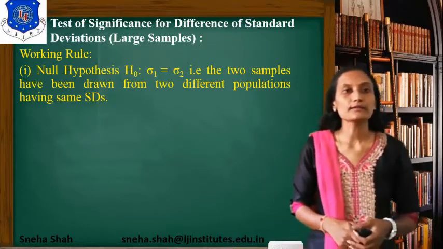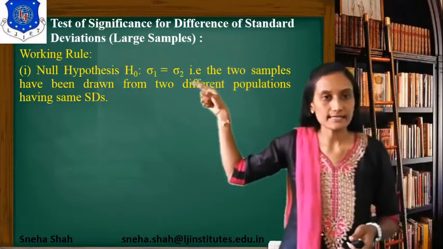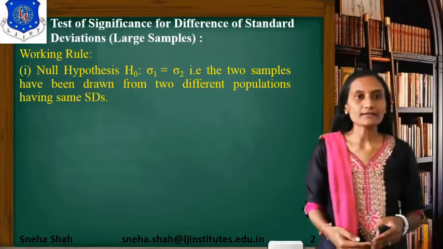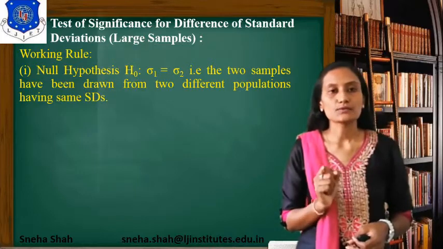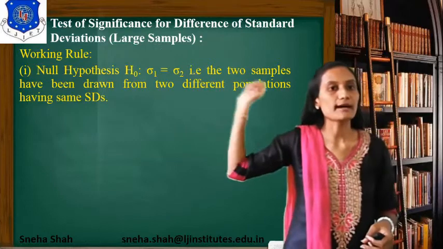Okay, so if we are defining the null hypothesis, it will be represented like this. In the null hypothesis, we assume something. So we start with the assumption that the two sample standard deviations are the same. So we take the value of sigma 1 equals sigma 2.